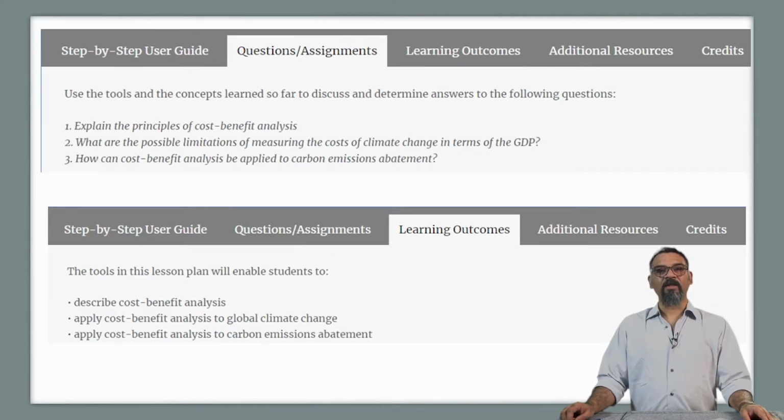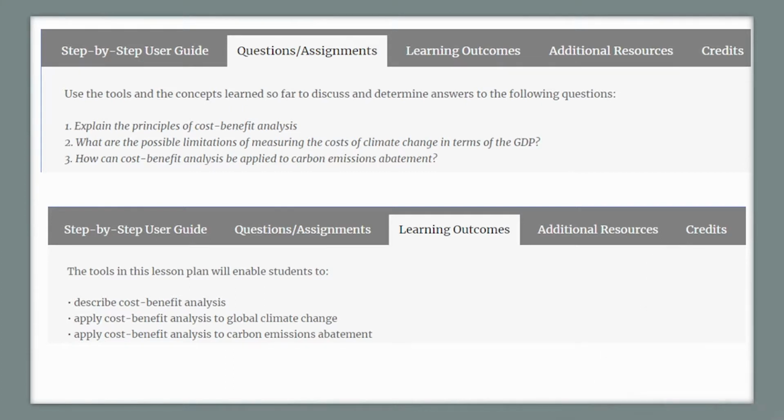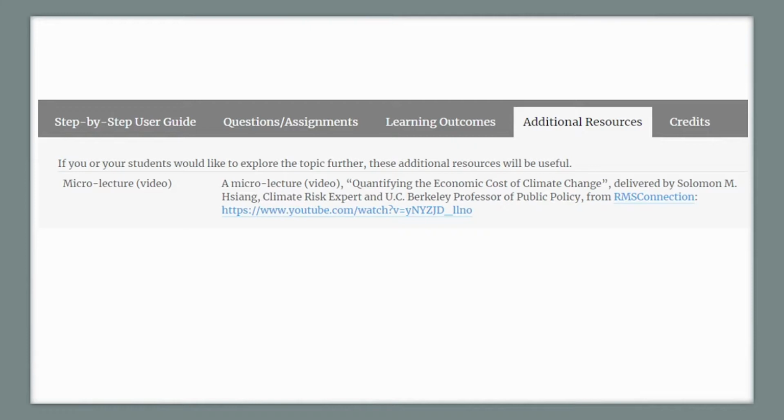Questions and assignments you can ask your students include: Explain the principles of cost-benefit analysis. What are the possible limitations of measuring the costs of climate change in terms of the GDP? How can cost-benefit analysis be applied to carbon emissions abatement? The learning outcomes. This lesson plan will enable your students to describe cost-benefit analysis, apply cost-benefit analysis to global climate change, and apply cost-benefit analysis to carbon emissions abatement. If you or your students would like to explore this topic in more detail, some of these additional resources may be useful for you.